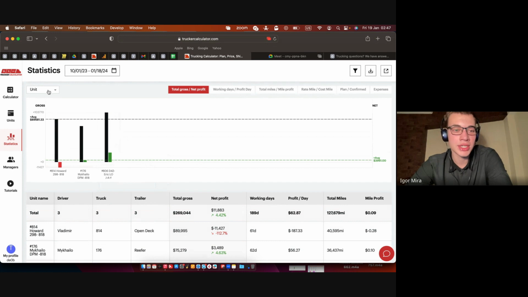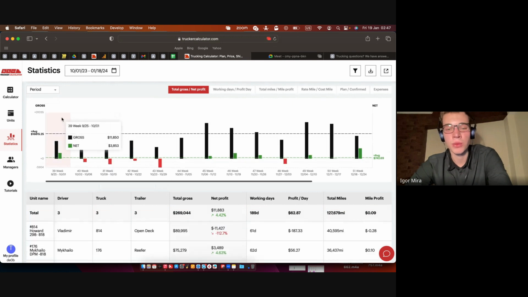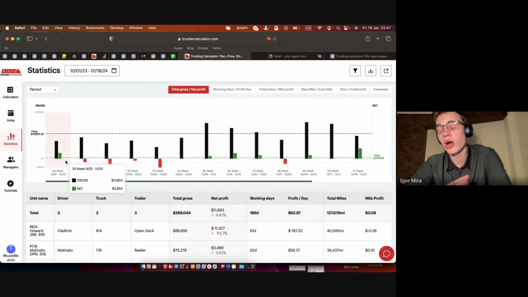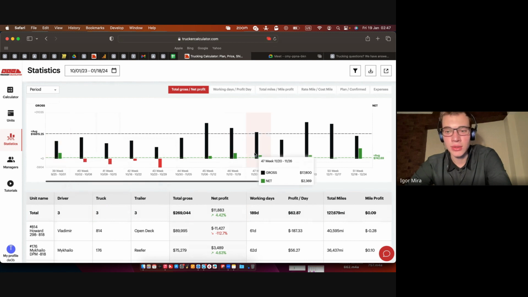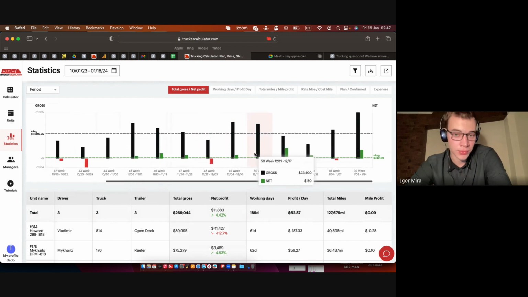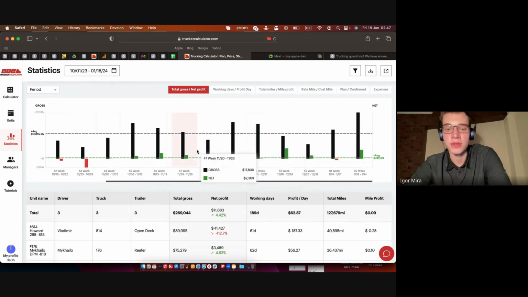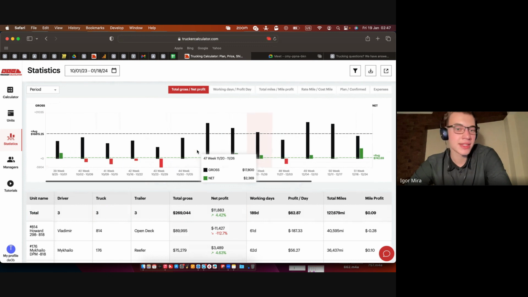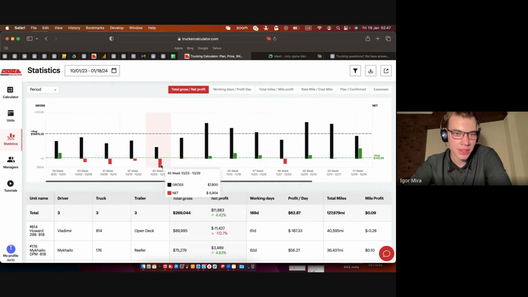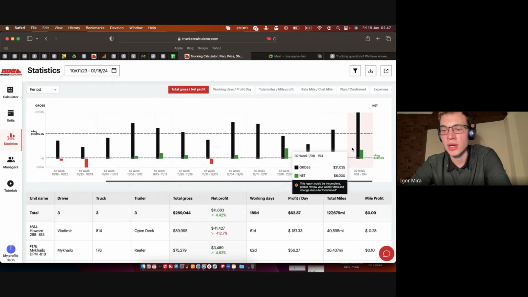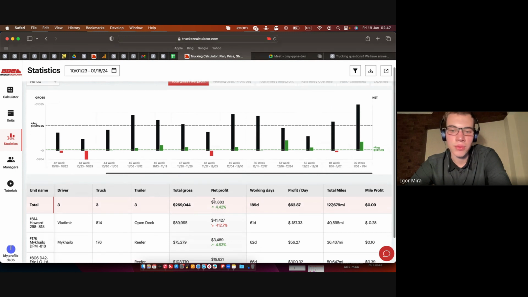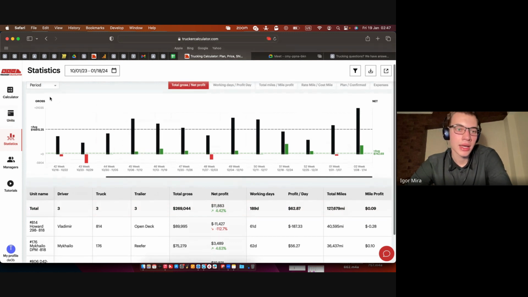So we could switch from the comparison mode to analyzing graphs for the period. This way we get the breakdown for each week for all of the trucks we've just selected. And you could see that most of the weeks are in the green when we talk about all of the trucks in total. That's something good already. Here are some four weeks in a row with minus, but most of them are running in plus, and that's why we get our net profit of $12,000.